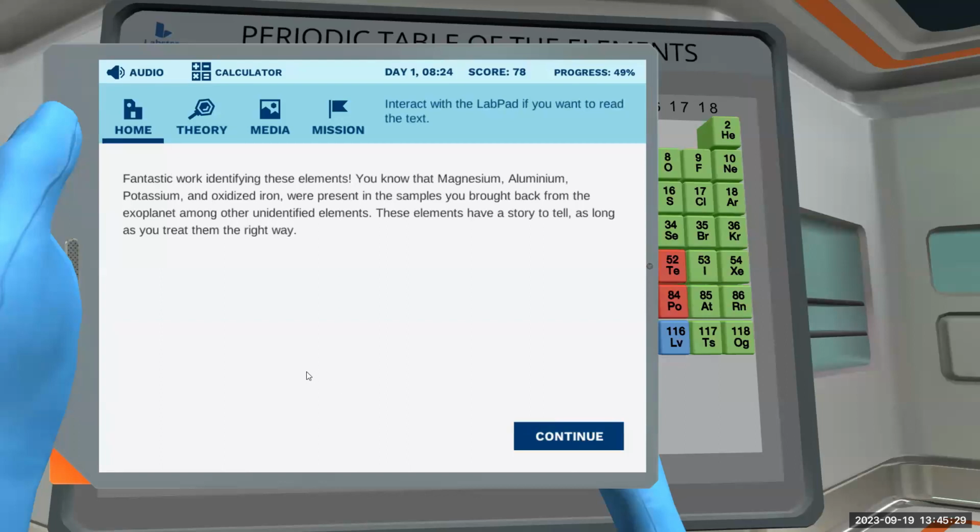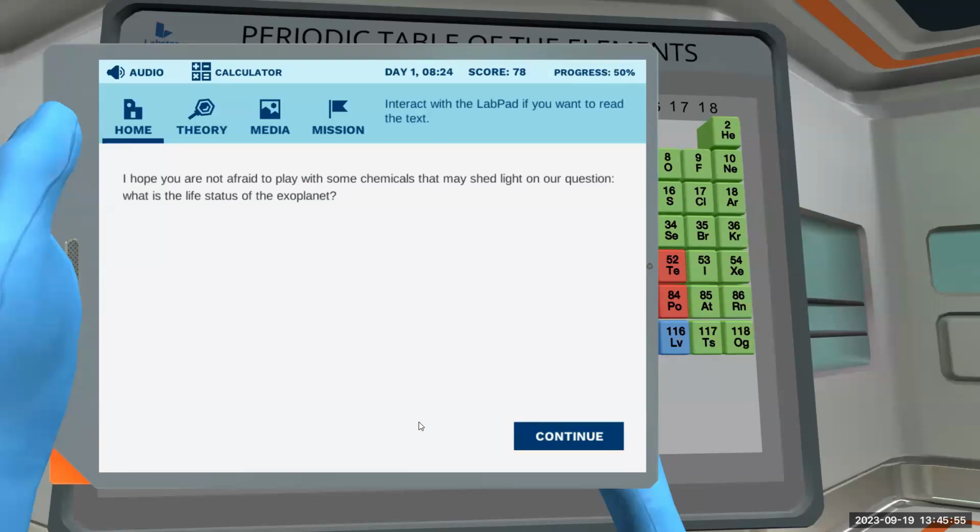Fantastic work identifying these elements. You know that magnesium, aluminium, potassium, and oxidized iron were present in the samples you brought back from the exoplanet, among other unidentified elements. These elements have a story to tell, as long as you treat them the right way. Interesting way to describe elements. I hope you are not afraid to play with some chemicals that may shed light on our question. What is the life status of the exoplanet?